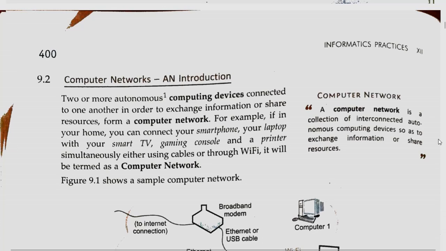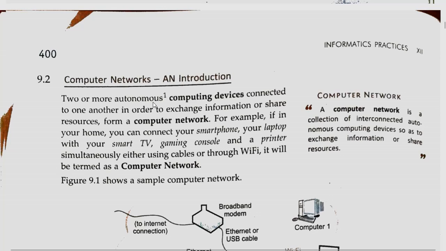So as to share or exchange information for fulfilling the resources of different systems. If system 1 requires a resource, it can interact with system 2, which already has the resources. So there is an exchange of information between system 1 and system 2, and actually it is forming a computer network.